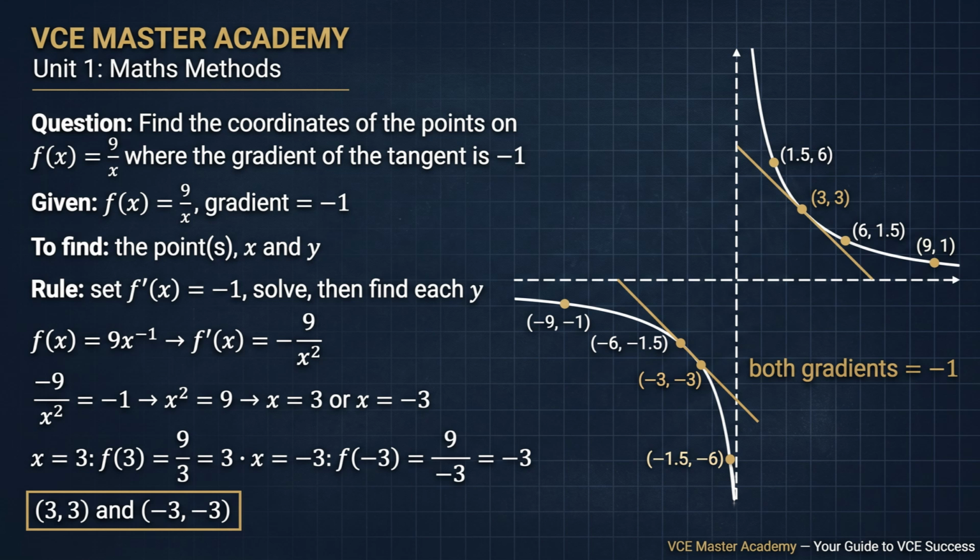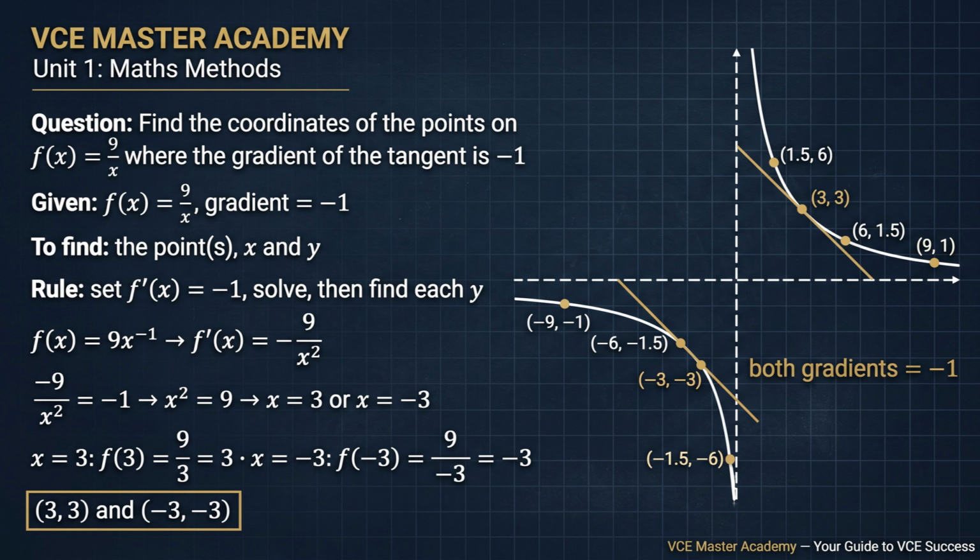original function. Rewrite and differentiate. 9 over x is 9, x to the negative 1. Negative 1 down the front, 9 times negative 1 is negative 9. Power drops to negative 2. f dash of x is negative 9 over x squared. Set it equal to negative 1. The minus signs cancel from both sides, leaving 9 over x squared equals 1. So x squared equals 9.